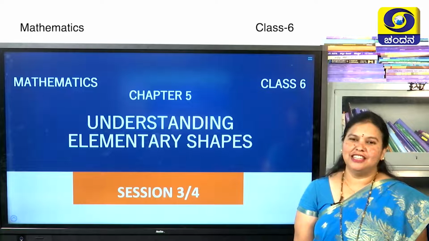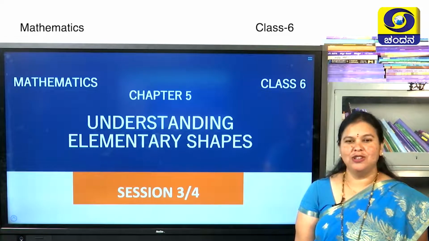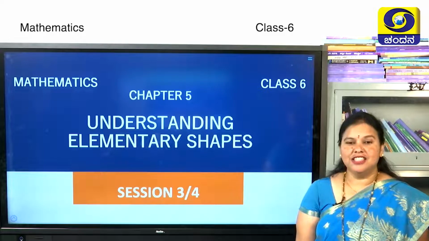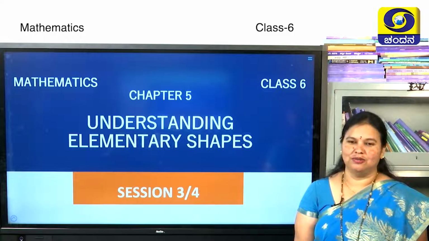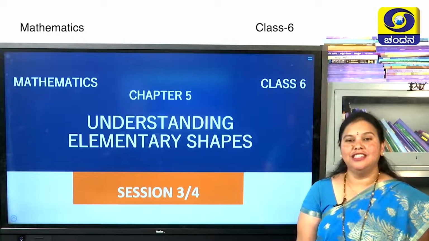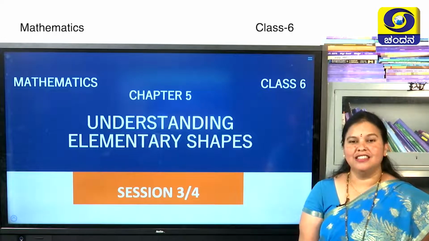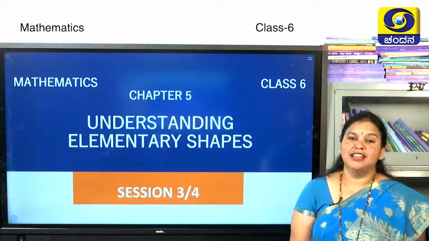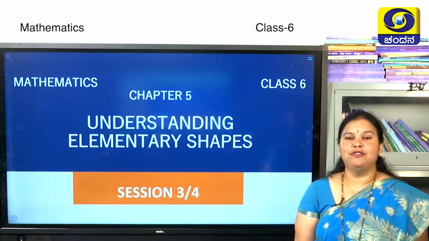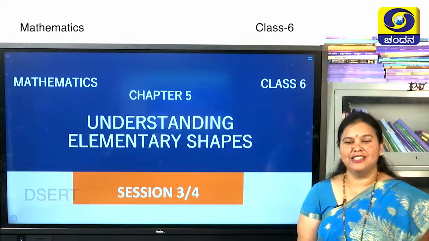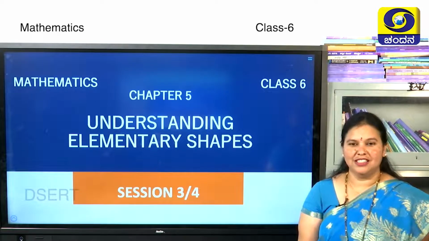We are in a continued lesson of chapter 5, Understanding Elementary Shapes, of class 6th. This is your third session out of 4. In the last class we have learnt formation of angle and different types of angles like right angle, straight angle, complete angle, acute, obtuse and reflex angles. In that we have understood formation and structure of these angles with reference to right angles by observation, isn't it?